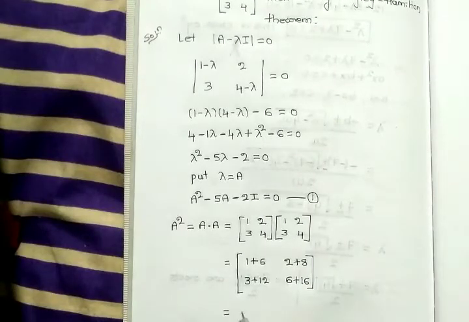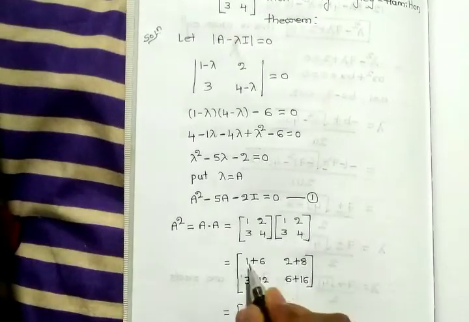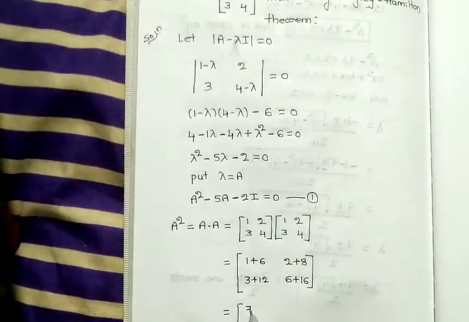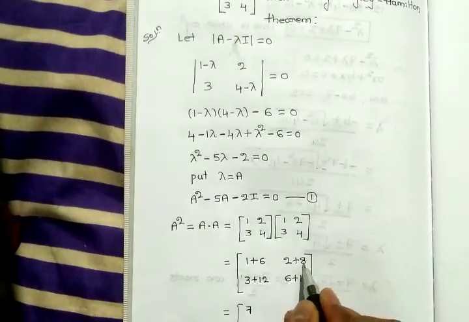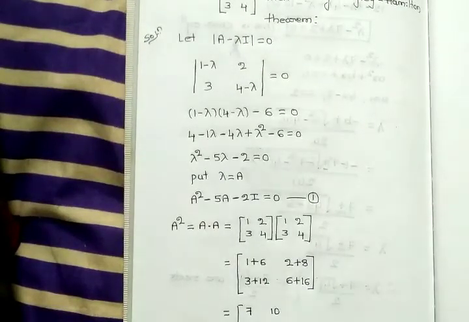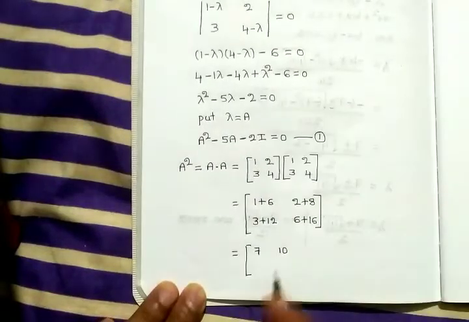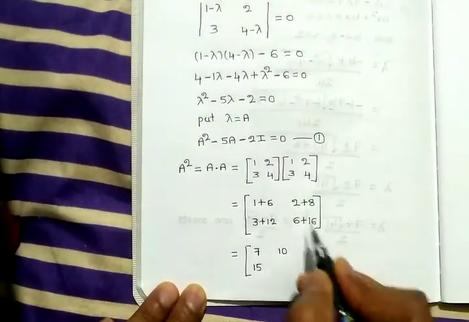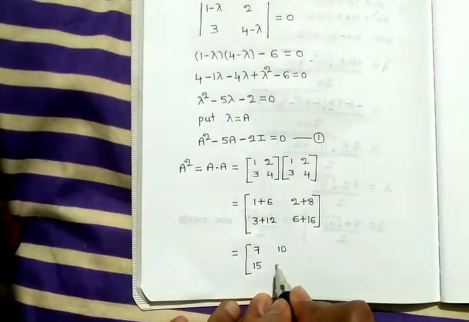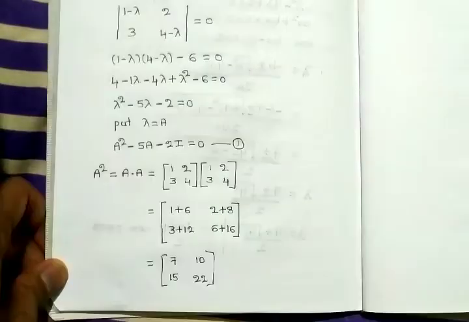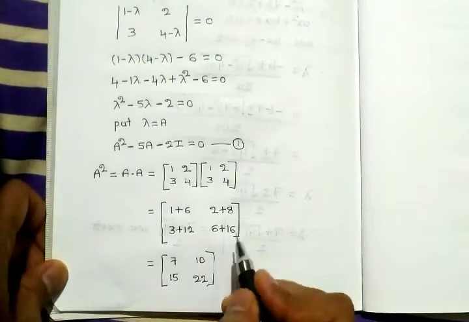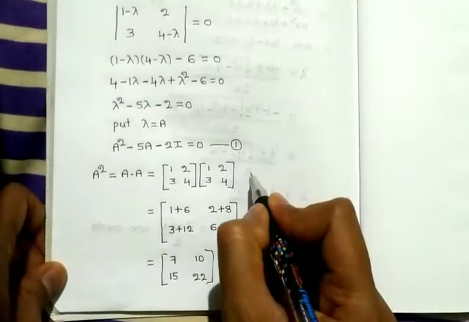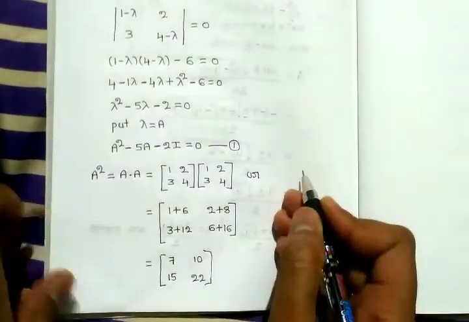So which is equal to 1 plus 6 is how much here? 7. 8 plus 2 is how much here? 10. So next, 12 plus 3, 15. 16 plus 6 is how much here? 22. This is the regular method, or else you can use the box method also, correct?